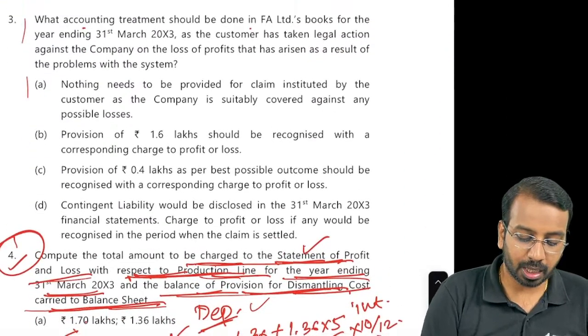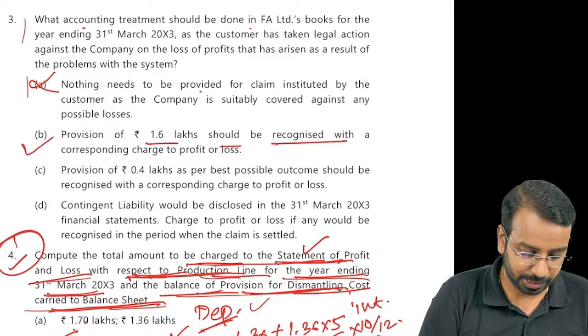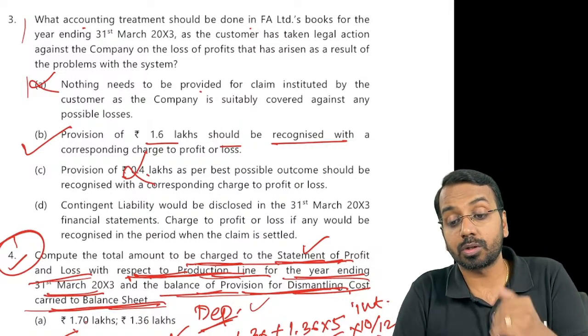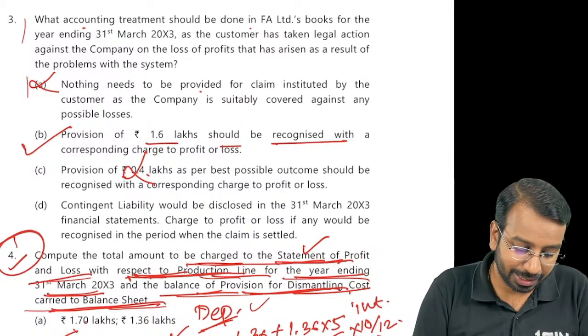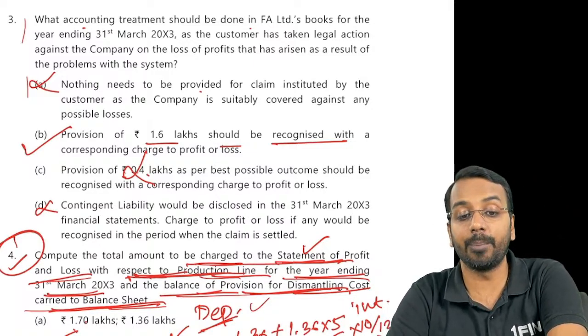So the question is, nothing needs to be provided, this is wrong. Provision of 1.6 lakhs should be recognized, this is correct. Provision of 0.4 lakhs, no, because it has to be based on the most likely outcome. Okay. Contingent liability is not the correct answer. So the correct answer is 3B.